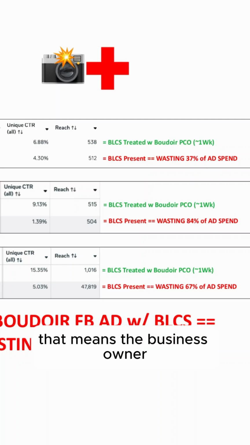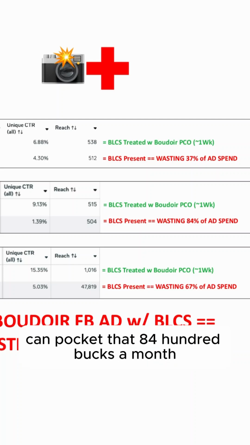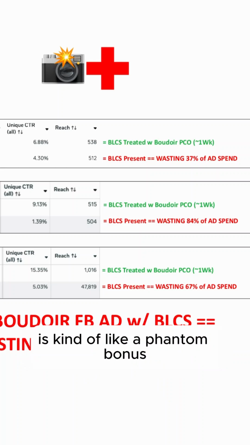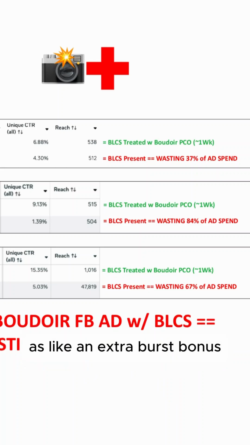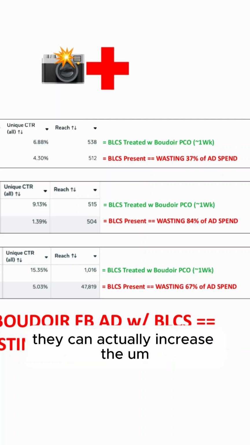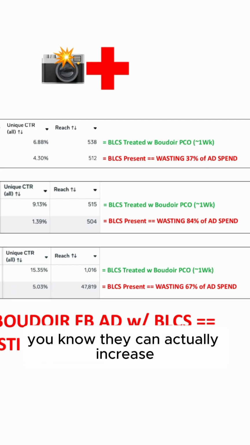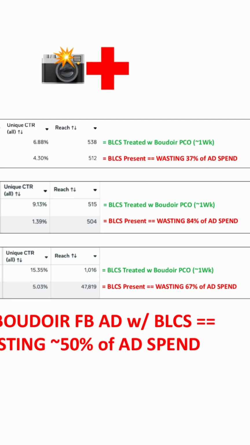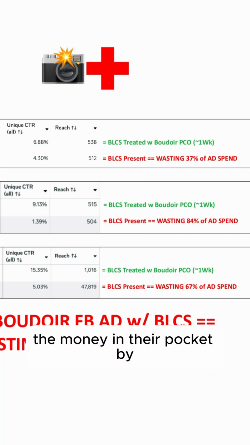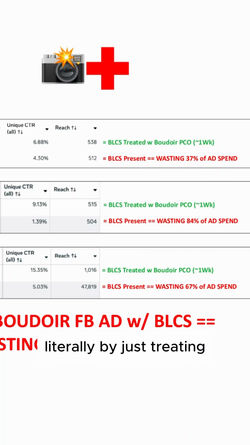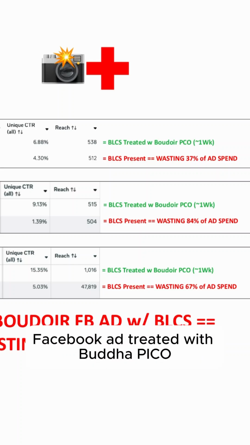And that means the business owner, the Boudoir photographer, can pocket that 8,400 bucks a month that they no longer have to spend, as a kind of phantom bonus, an extra burst bonus. They can actually increase the money in their pocket by like 100 grand over the next year, literally by just having their Boudoir Facebook ad treated with Boudoir Pico.